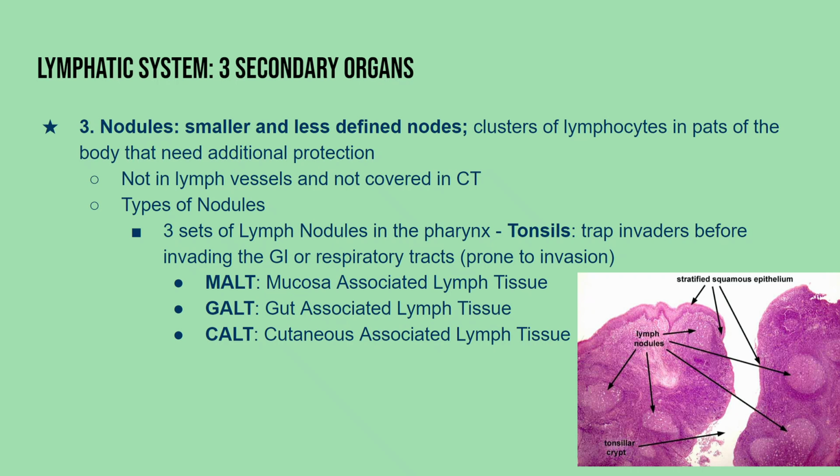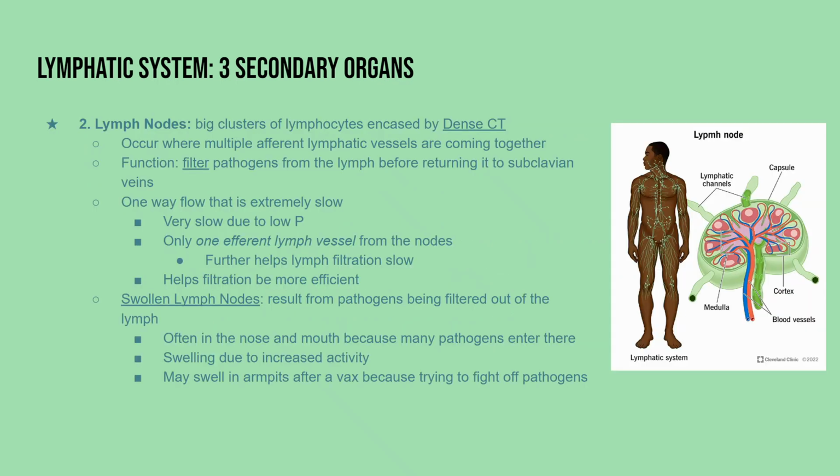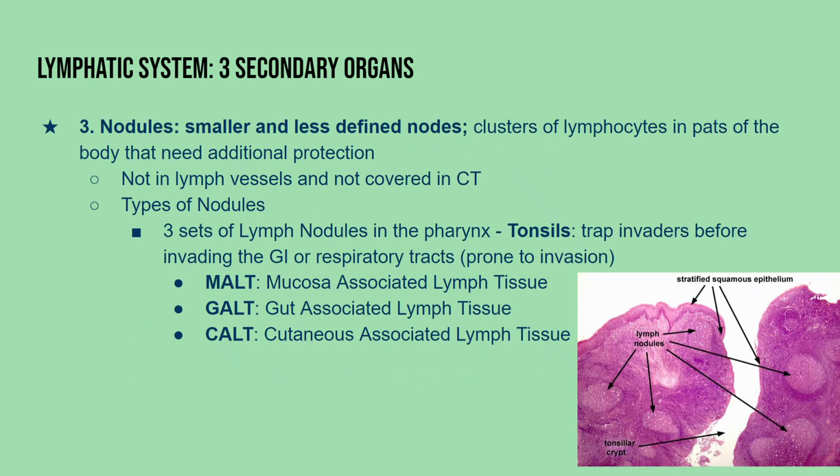And then that picture at the bottom just kind of shows you the difference. You have a bunch of little nodules that are kind of just clusters of lymphocytes in tissues that need additional protection, where you can see the difference between the node, which is kind of in the lymph vessel on the way back to the heart. This is just in the tissue.